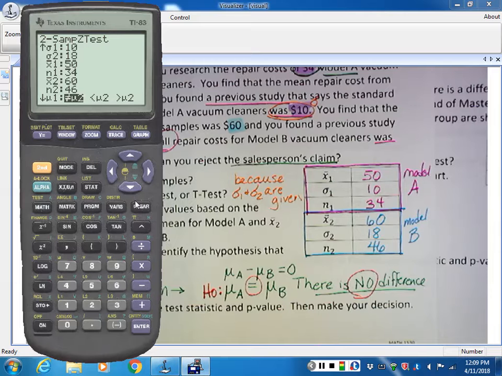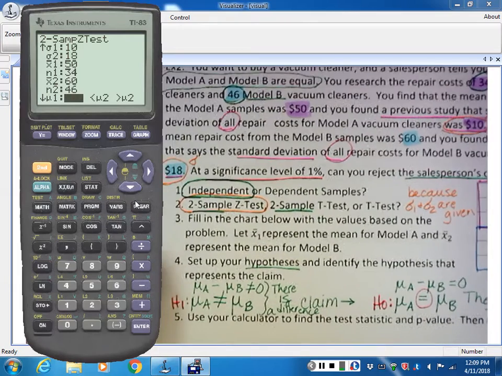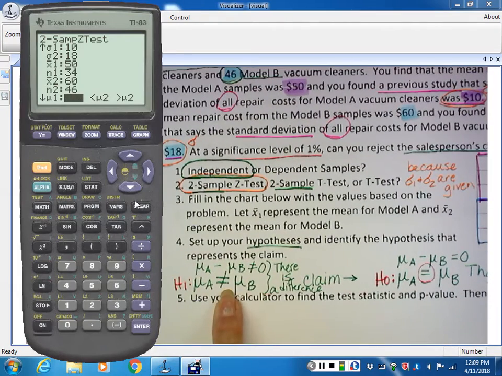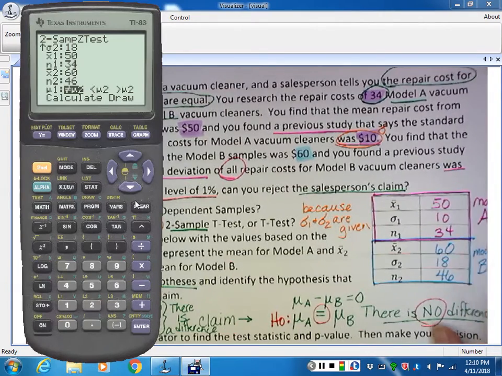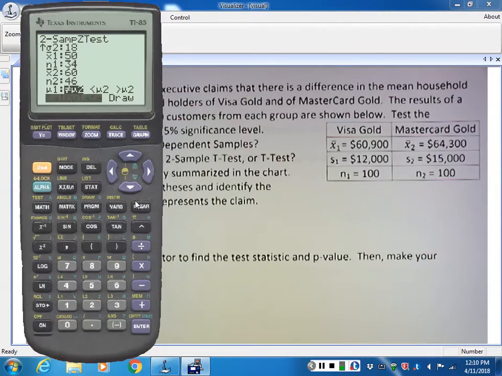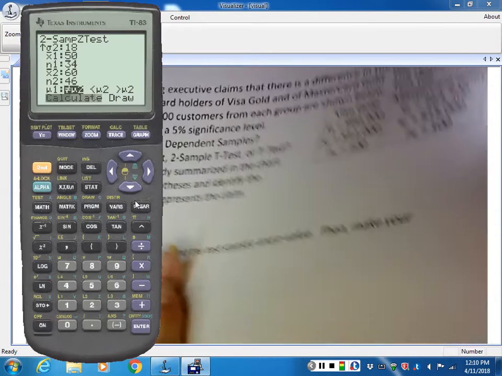And then the next line, as it usually does, says, okay, what does H1 say? Well, here's what H1 says. H1 says not equal to. And then you have the choice that you usually have, calculate or draw. Okay? So I'm going to summarize what we have put into the calculator to make sure that you know what it is and can write it down.